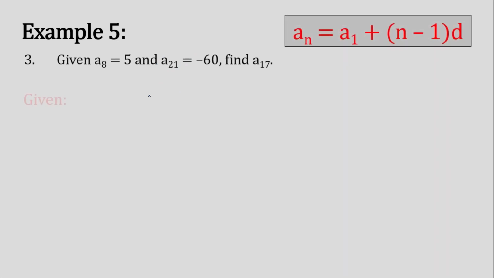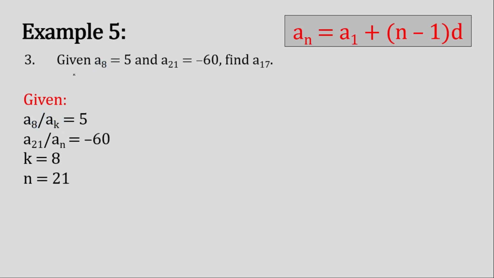So we have this formula, and the given are a sub 8, or a sub k, is 5, and a sub 21, or a sub n, is negative 60. Then the value of k is 8 because of this, and the value of n is 21. Now let's solve for the common difference and a sub 1. Again, this is phase 1 and phase 2 of solving this problem. We cannot solve for a sub 17 unless we solve for this. So let's solve for d.